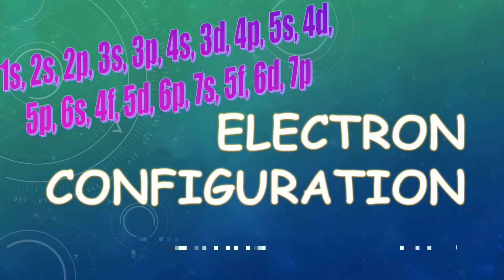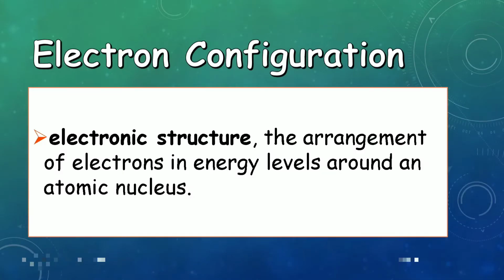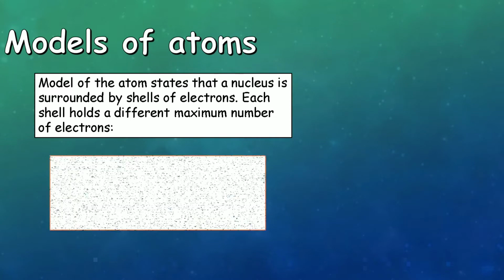We will be discussing electron configuration. Electron configuration, also called electronic structure, is the arrangement of electrons in energy levels around an atomic nucleus. To further discuss this, let us start with the fundamentals, which is about the subparticles of an atom.